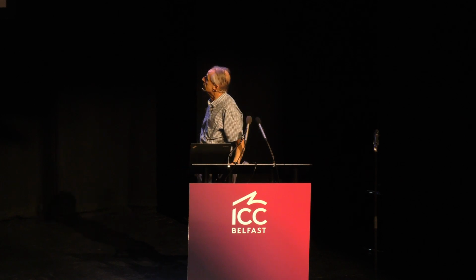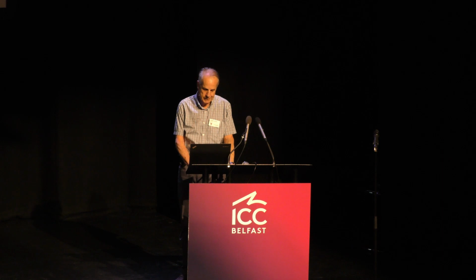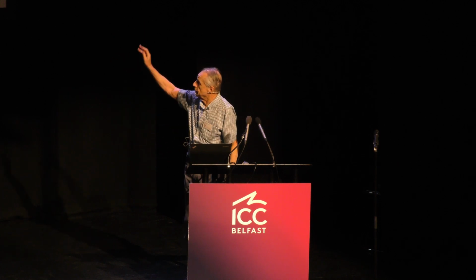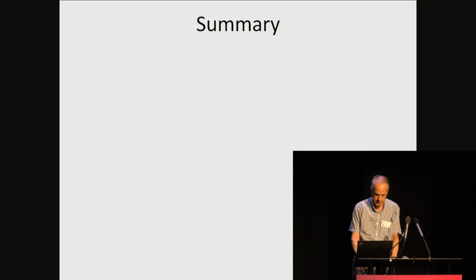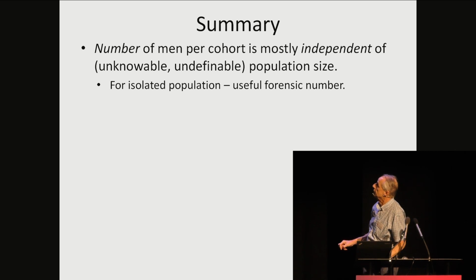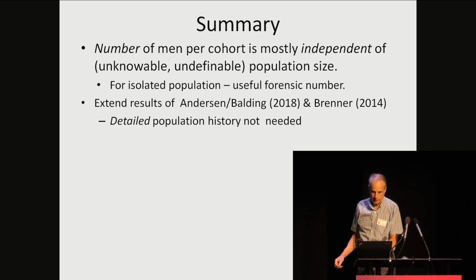Maybe the judge can judge how likely it is that this particular man is by coincidence one of those 30 or 40. It's difficult because you don't really know what a population is. You don't really know what population size is. But regardless of the population size, the number looks like 30 or 40. The number of men is mostly independent of the population size. And that could be forensically useful. So this extends my own paper and their paper.